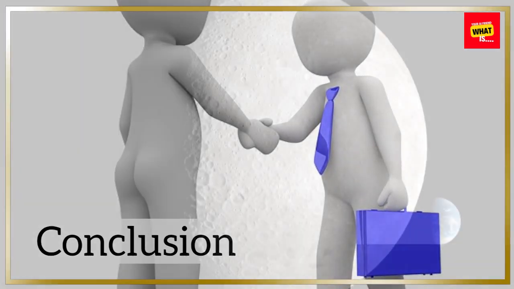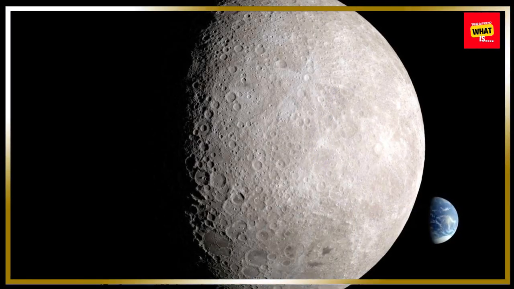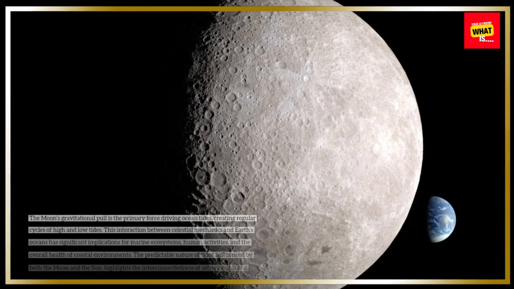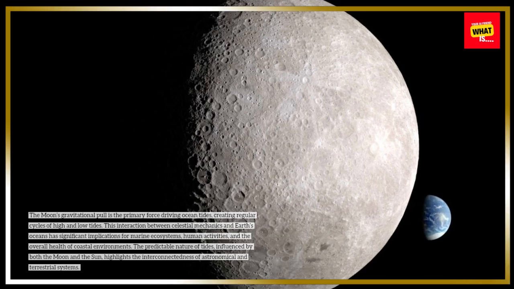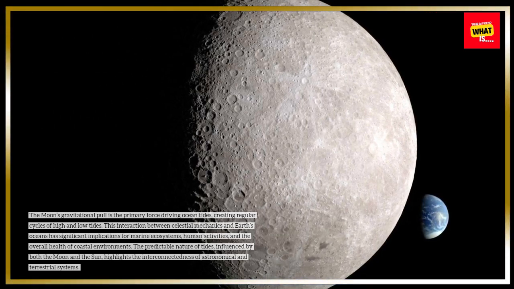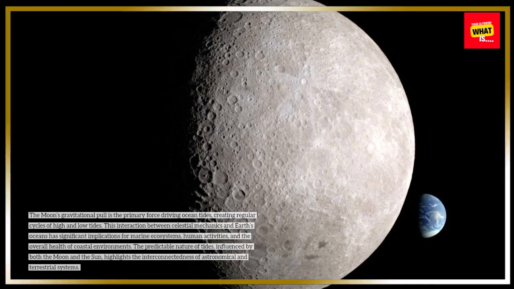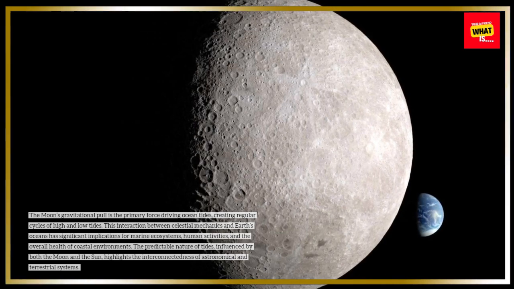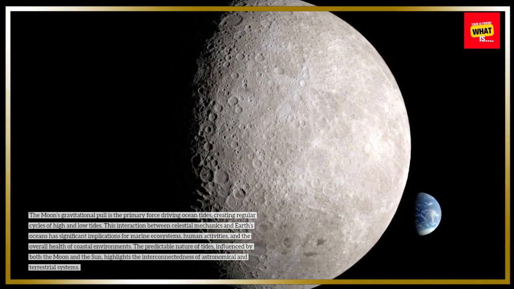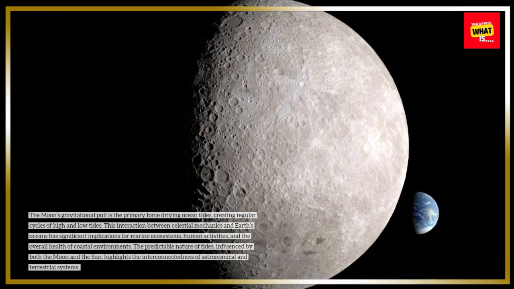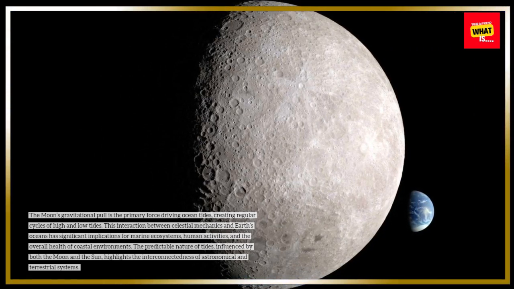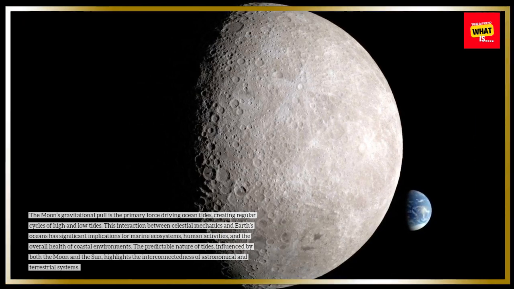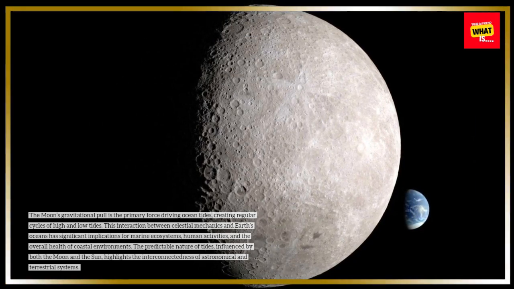Conclusion. The Moon's gravitational pull is the primary force driving ocean tides, creating regular cycles of high and low tides. This interaction between celestial mechanics and Earth's oceans has significant implications for marine ecosystems, human activities, and the overall health of coastal environments. The predictable nature of tides, influenced by both the Moon and the Sun, highlights the interconnectedness of astronomical and terrestrial systems.